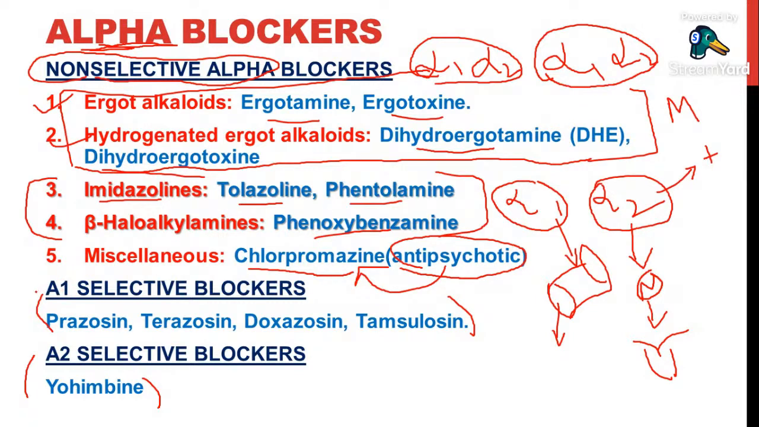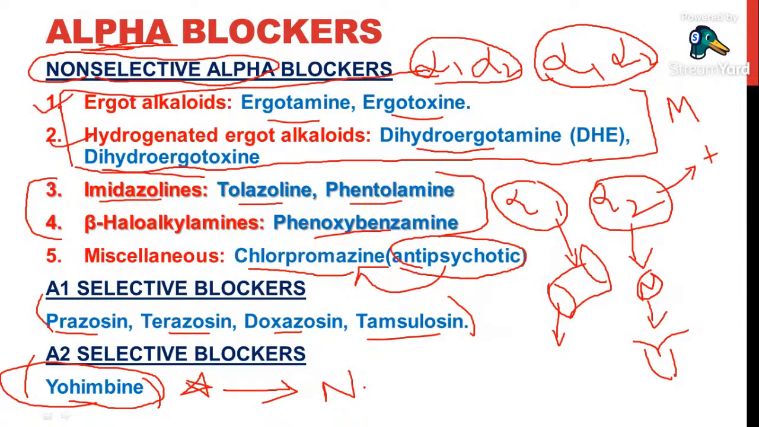And in alpha 1 selective blockers, we have prazosin, terazosin, doxazosin, tamsulosin. And in alpha 2 selective blockers, we have yohimbine. Yohimbine particularly blocks alpha 2 receptors. When alpha 2 receptors are blocked, it will increase the release of noradrenaline, and when noradrenaline is released, it will cause all heart actions. Heart rate increases, blood pressure increases, and everything.